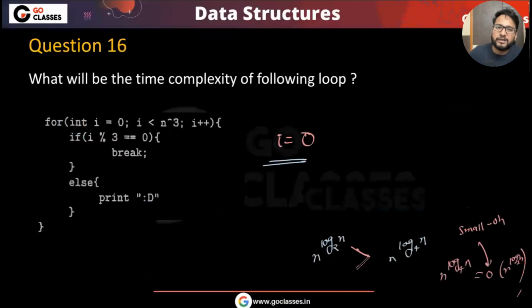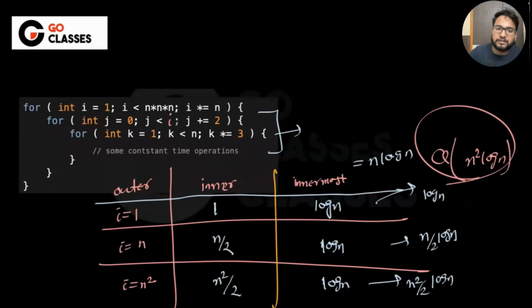Actually, in GATE they have not asked this many tricky questions in loop time complexity. But if you do this practice, then I hope you will be more comfortable with any other question. Why not till n cube? The moment I is n cube, because it is strictly less than n cube, it will come out of the loop.